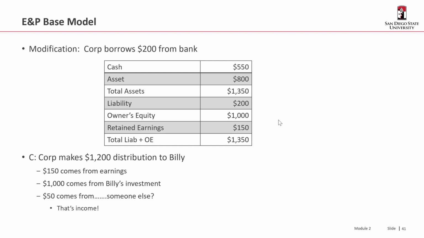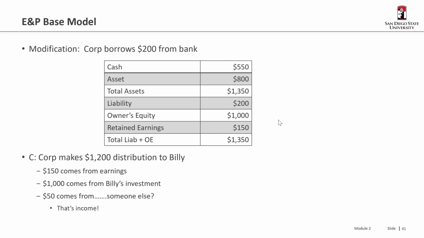So in this case, what would happen if the corporation made a $1,200 distribution to Billy? Well, first $150 would come from earnings, right? Because that's the earnings of the corporation. $1,000 of that would be a return of Billy's investment. The remaining $50 would need to come from somewhere else, right? And basically that must be part of the bank's money. And as a result, Billy's got back all the earnings of the corporation. He's got back all the money he put in. What's that additional $50? Well, that's got to be income. And so that's the way the rules treat it.